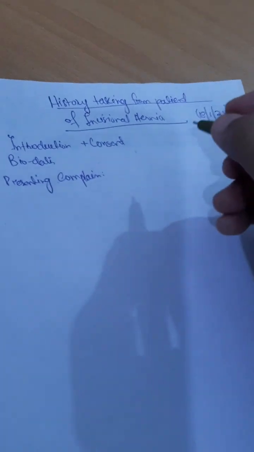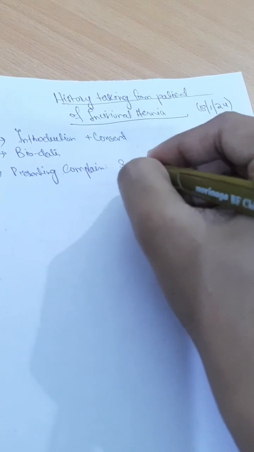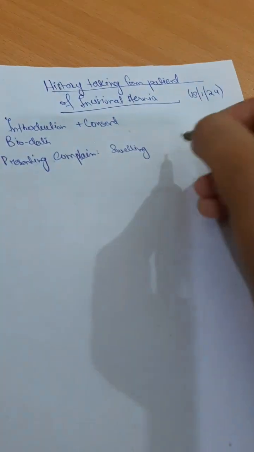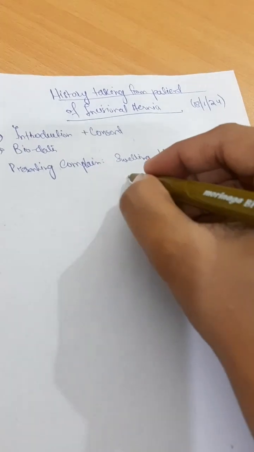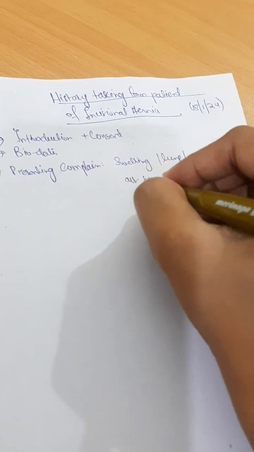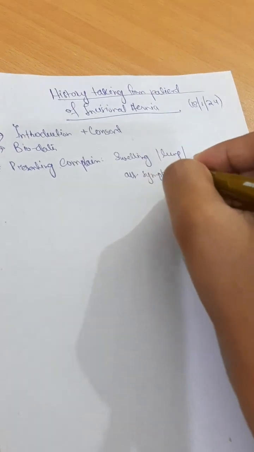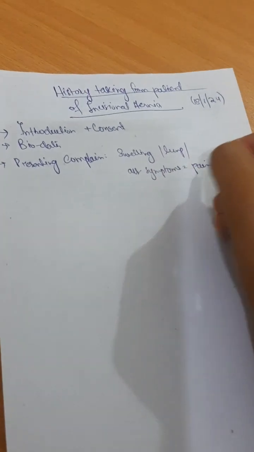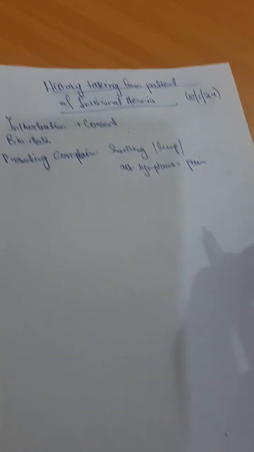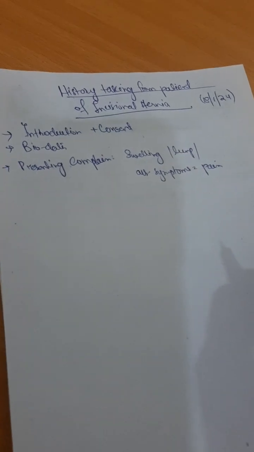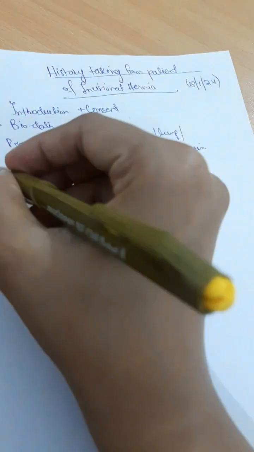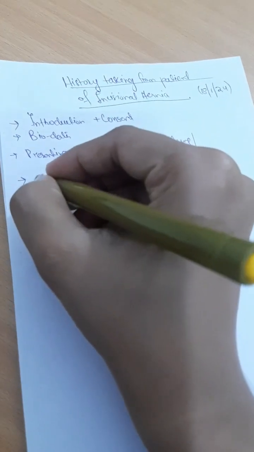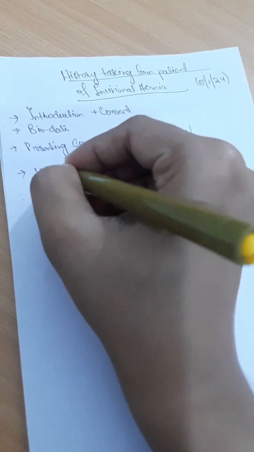Usually the patient comes with the complaint of swelling in the abdomen or lump in the abdomen, or the associated symptoms of hernia like pain, and these are the symptoms. So it starts with the history of presenting complaint.